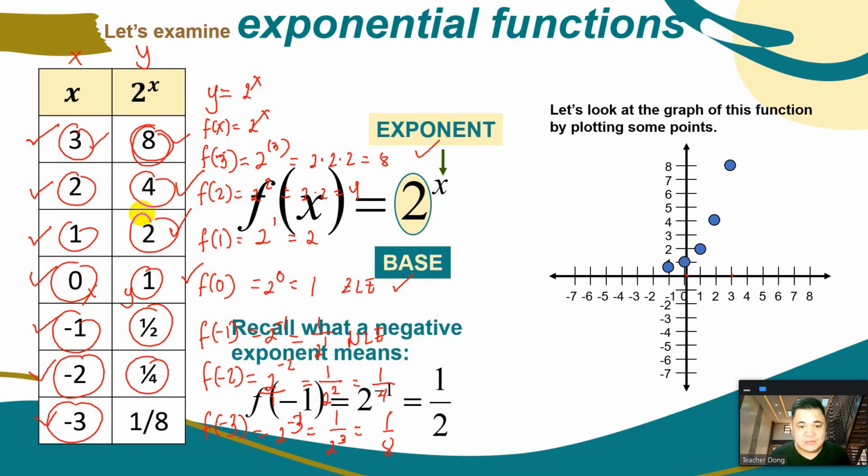And then we have (-1, 1/2). So this one. And then we have (-2, 1/4). And then lastly, we have (-3, 1/8). All right? And of course, there's a line.